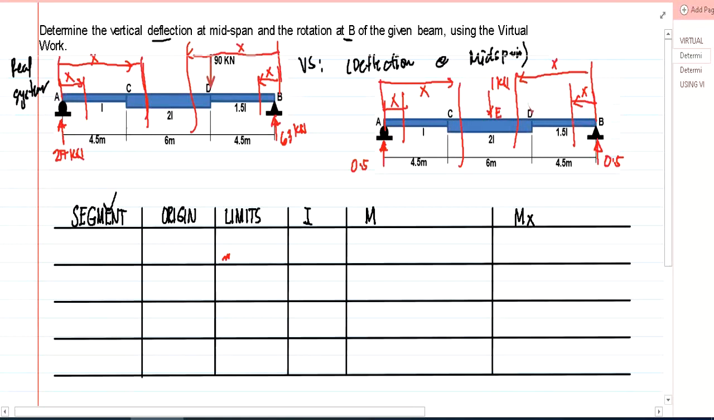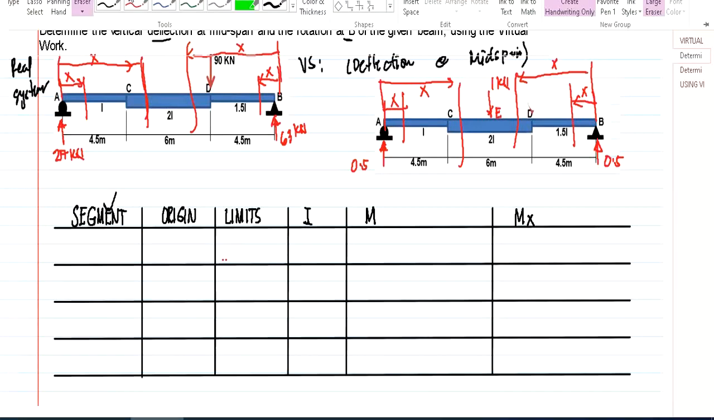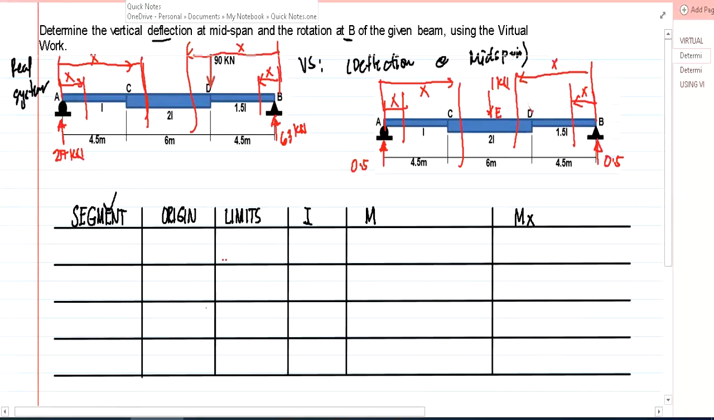Okay? So after cutting into segments, we are now ready to determine our moment equation. Okay? So for the moment equation, I have here a table for us to simplify yung magiging expressions natin mamaya. Pagka sinubstitute na natin yung moment equation natin due to reloading and moment equation due to deflection doon sa ating virtual work expressions. Okay? Para hindi lang tayo malito.